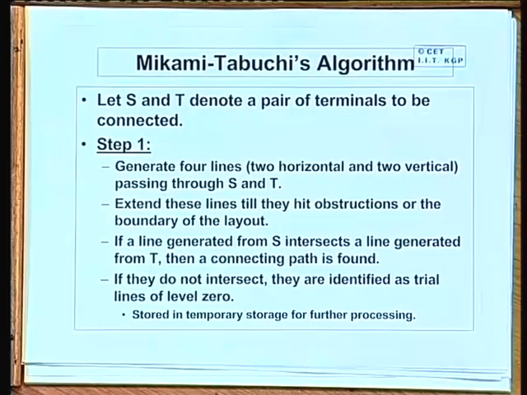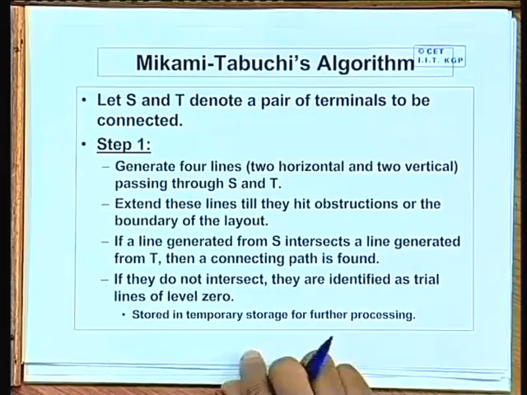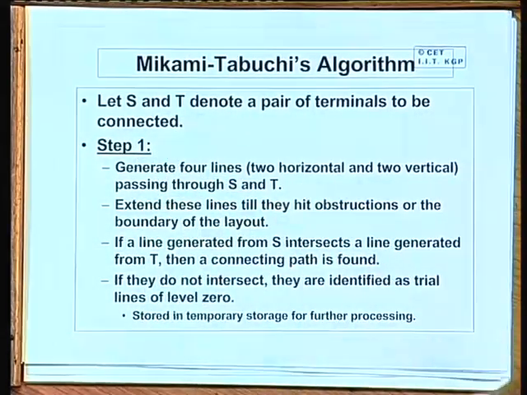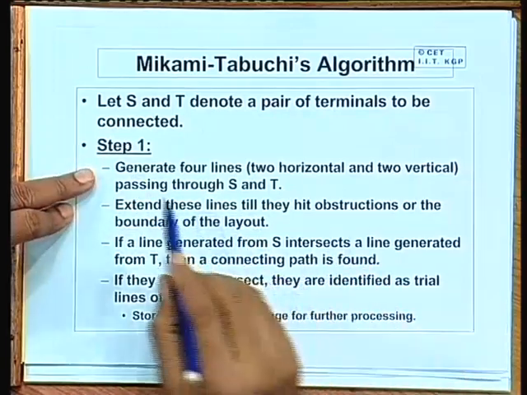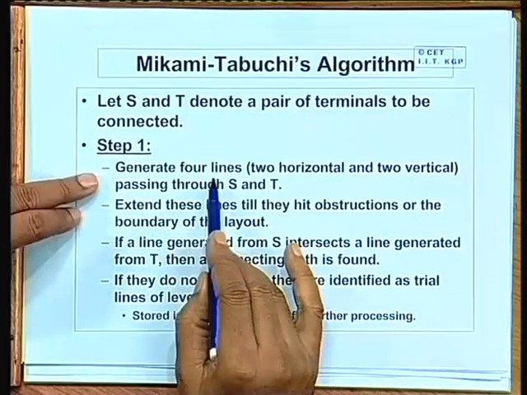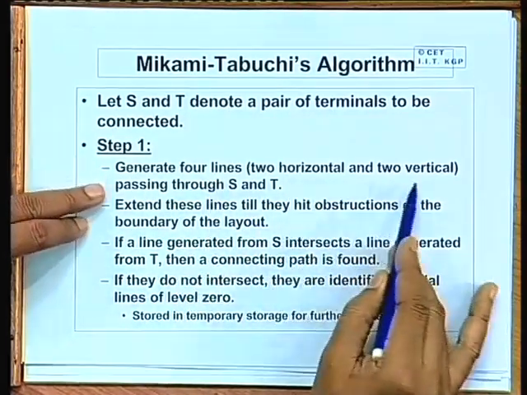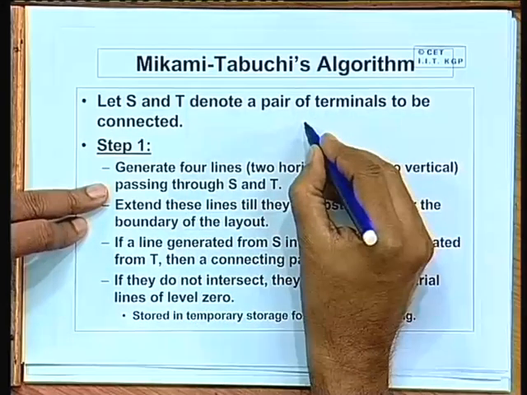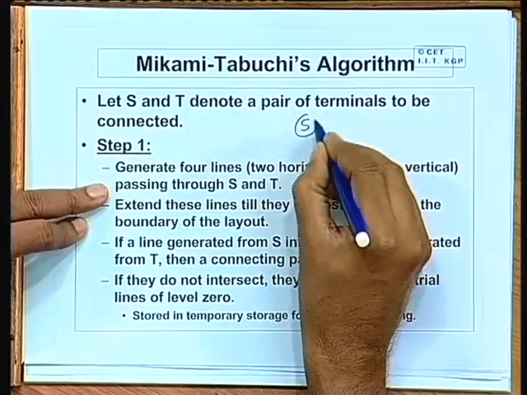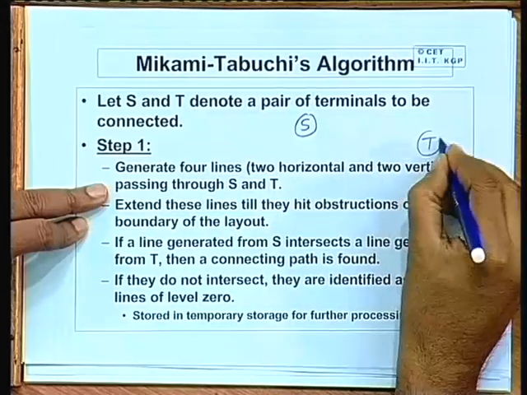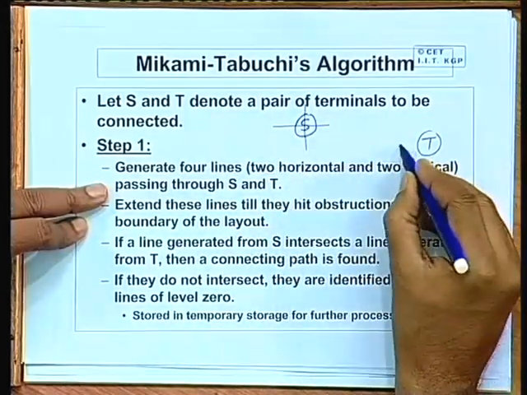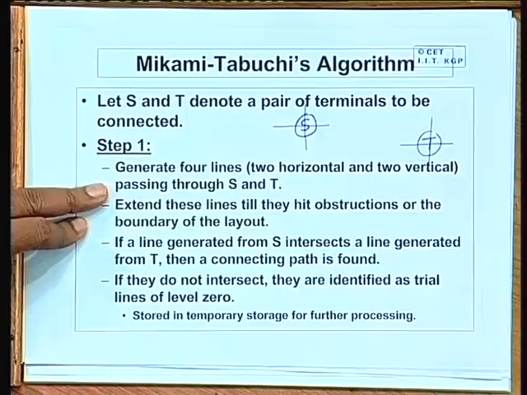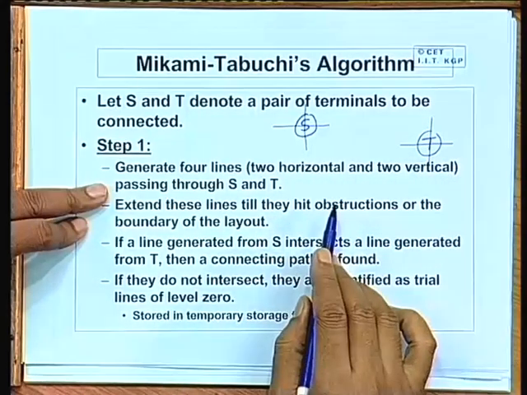Mikami-Tabuchi's algorithm is fairly simple in concept. This says that S and T are the pair of terminals you want to connect. Step 1 is generate 4 lines, 2 horizontal and 2 vertical, passing through S and T. Suppose this is S and this is T. To start with, you pass a horizontal and vertical line through S and a horizontal and vertical line through T. These are the 4 lines.